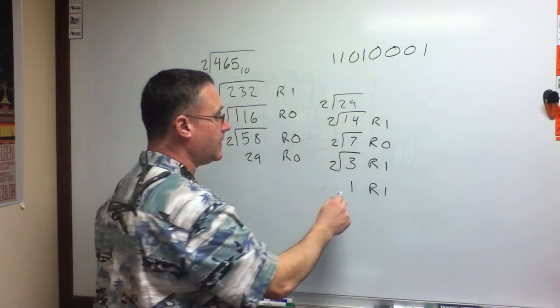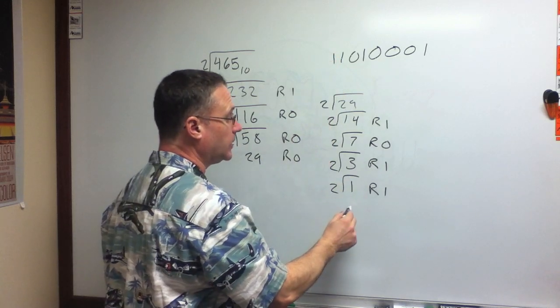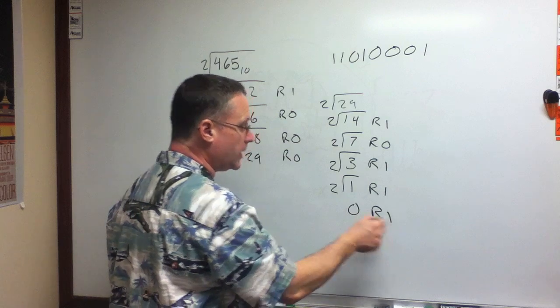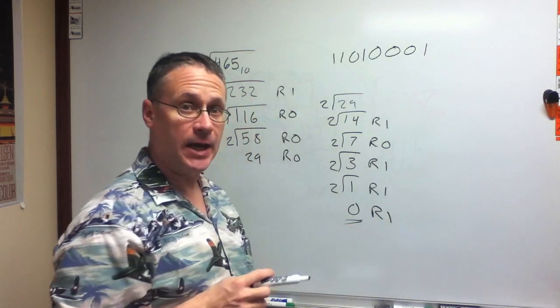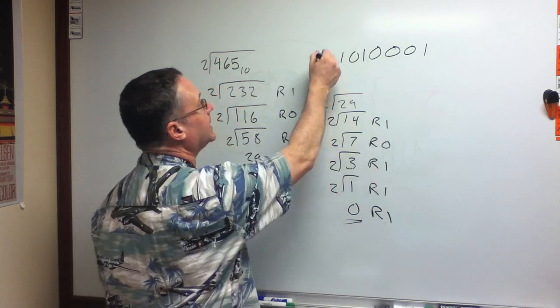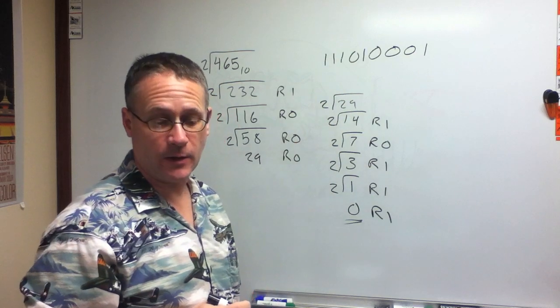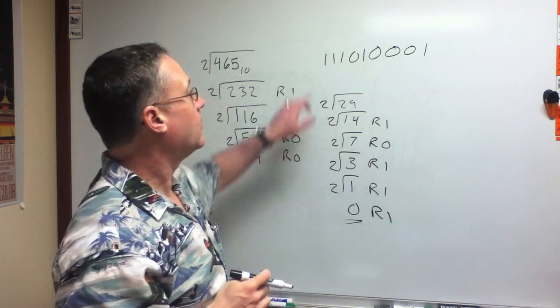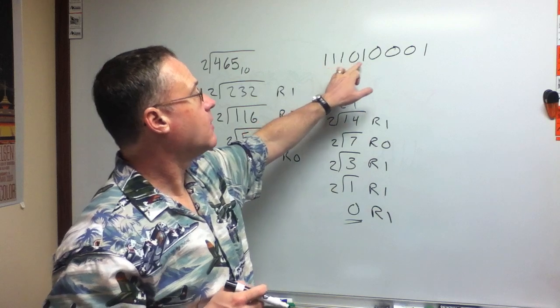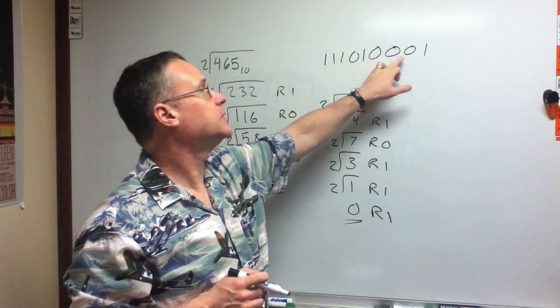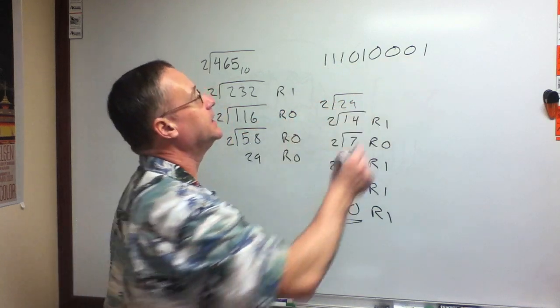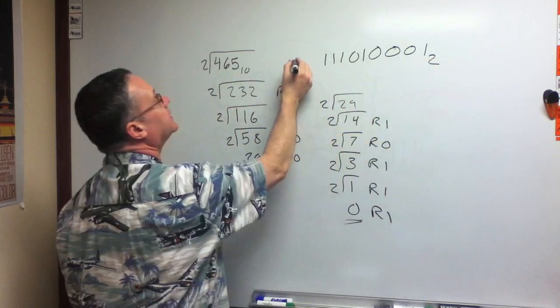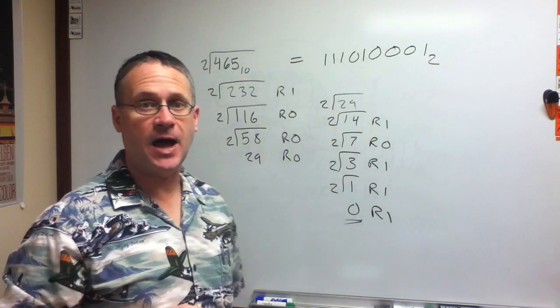And finally divide the 1 by 2, and I get 0, remainder 1. And that's what tells me that I'm done with the process. This is my last bit that goes up there. Okay? So 1, 1, 1, 0, 1, 0, 0, 0, 1 is the binary equivalent of 465.